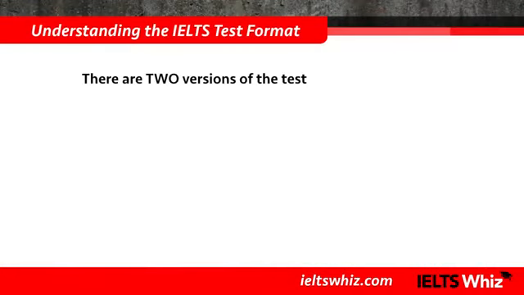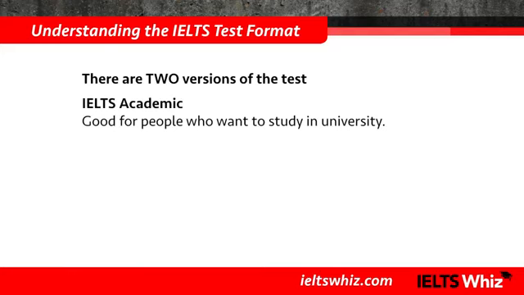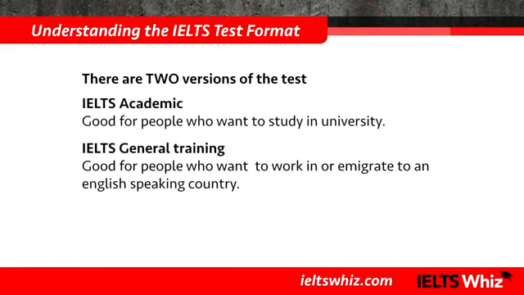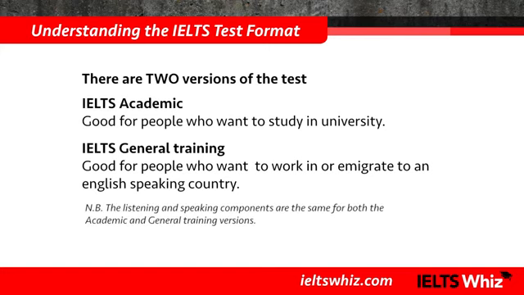There are two versions of the IELTS test. The IELTS academic test is good for people who want to study in university. The IELTS general training test is good for people who want to work in or emigrate to an English-speaking country. For both of these tests, the listening and speaking components are the same. It is only the reading and writing components that are different.